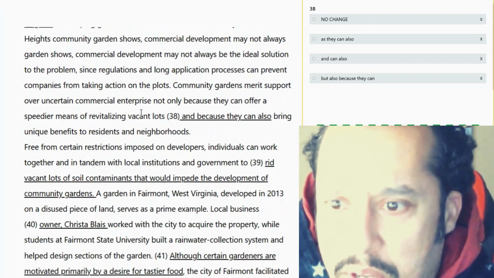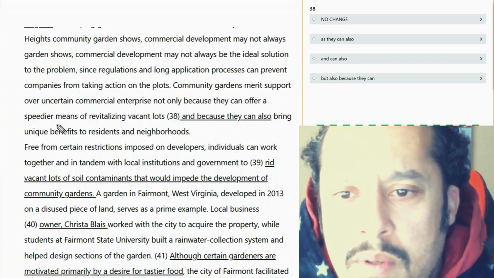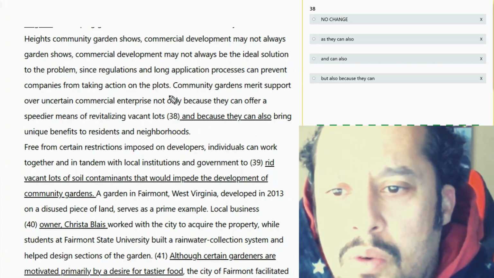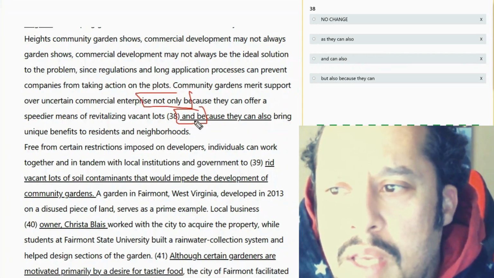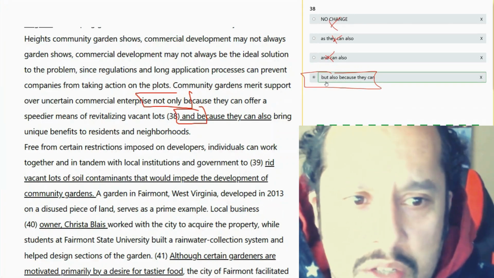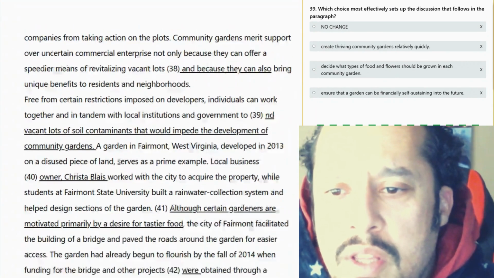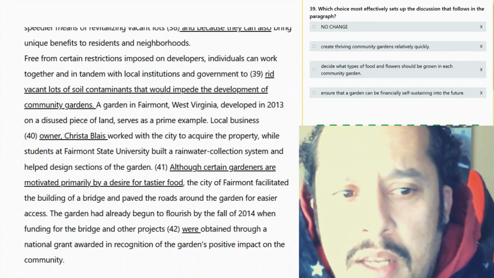Okay. Number 38. Not only, but also, right? Not only and, no. Done. Not only, but also. مش محتاجة too much there. Number 39, which sets up the discussion that follows. I think number 39 here.